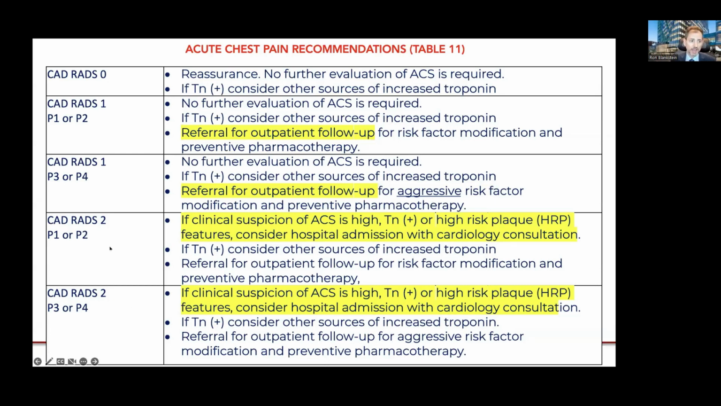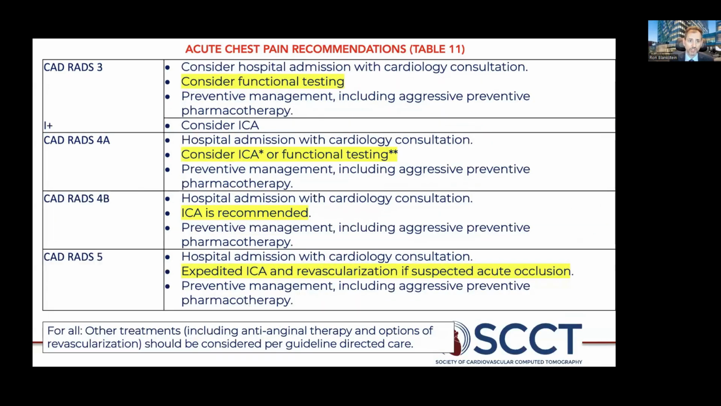What about CAD-RADS 2? With CAD-RADS 2, if the suspicion for ACS is high, if the troponin is positive, if there are high-risk plaque features, at this point we are going to consider hospital admission and cardiology consultation. Again, you don't have to. You can send some of these patients home. But with CAD-RADS 2, if there's mild stenosis and other high-risk features as listed on the slide, this is where we are going to recommend admission. Again, this is for acute chest pain. If there's P3 or P4, the difference here is that we're recommending even more aggressive risk factor modification. And of course, often this is beyond the hospital, beyond the acute hospitalization.